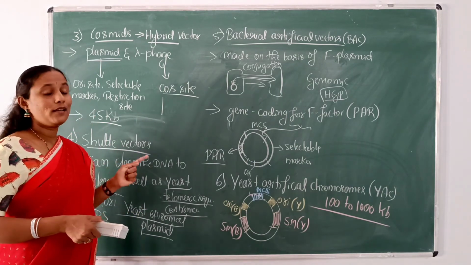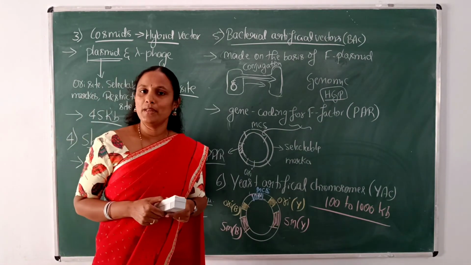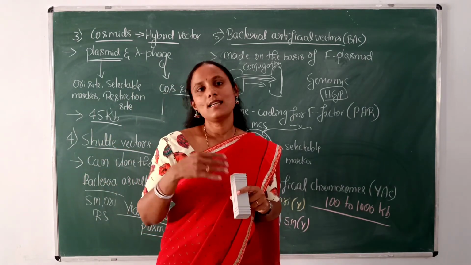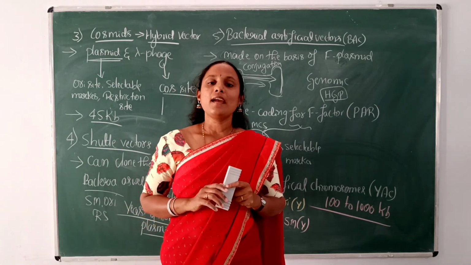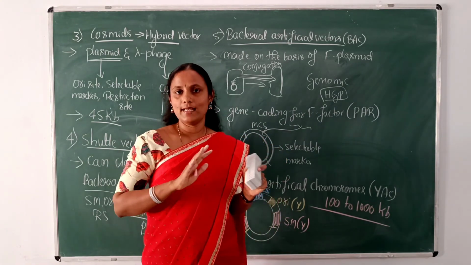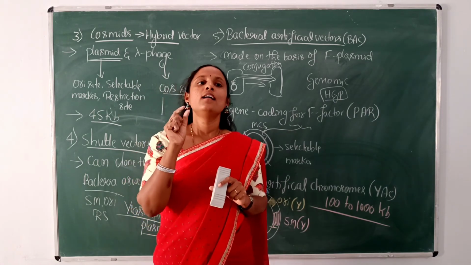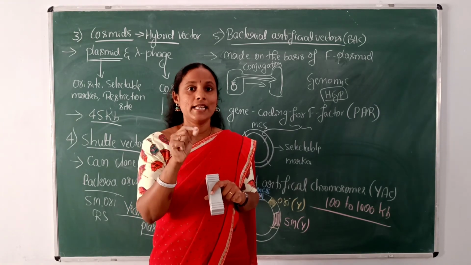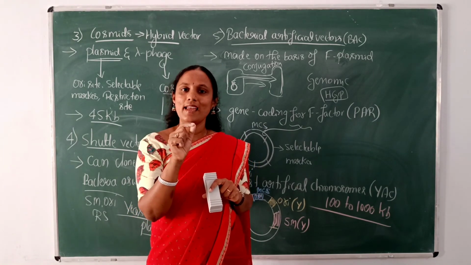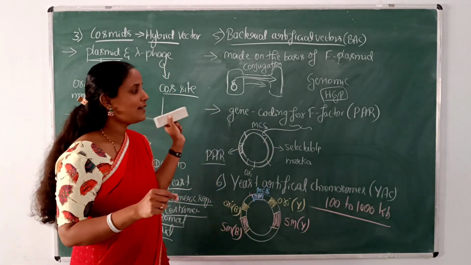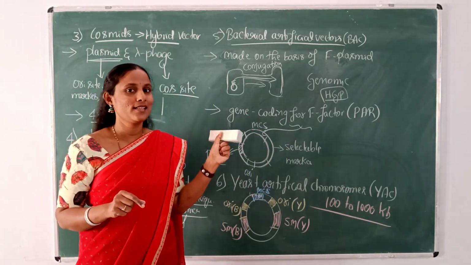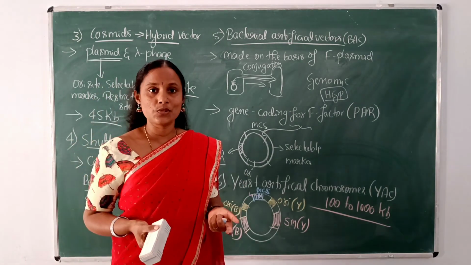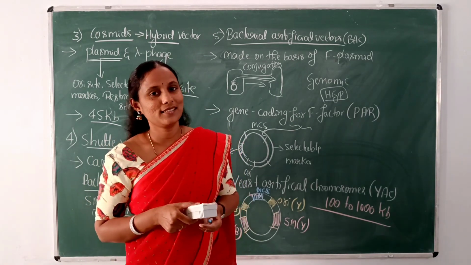So these are the different types of vectors which are available for cloning DNA into bacterial cells or yeast cells. And in the next class, we shall discuss the vectors available for cloning genes into plant cells and animal cells. Here we have not discussed plant cells and animal cells. It is possible to clone DNA into plant cells and animal cells also. Okay, so we shall discuss that in the next class.